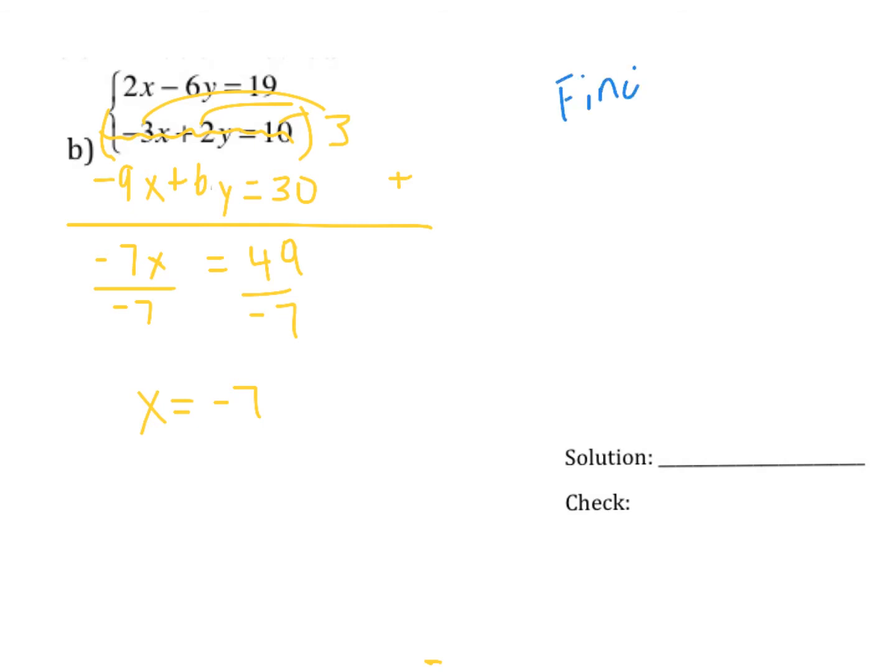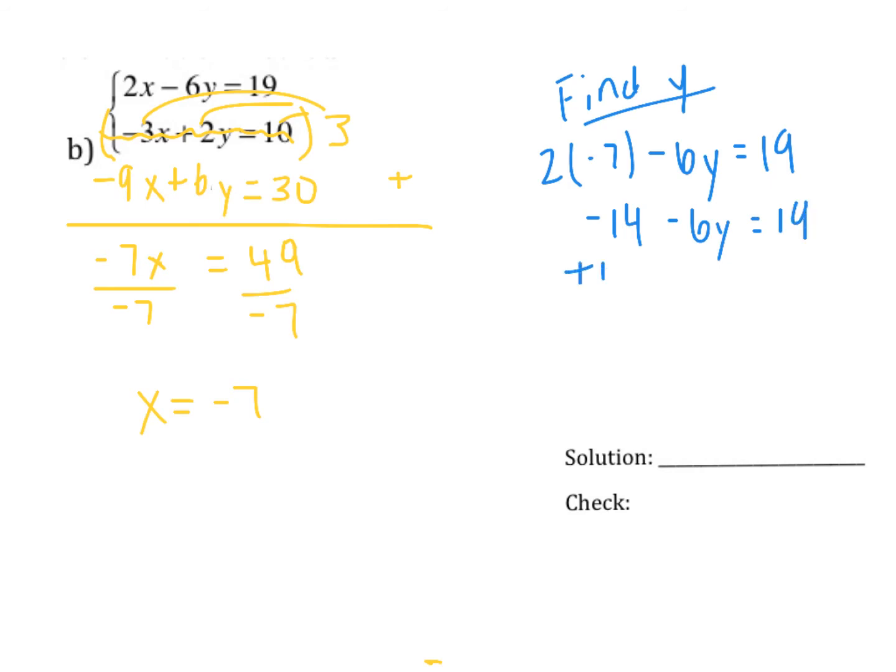And it doesn't matter which equation you guys plug it into. You just need to plug it into one of the original ones. So I'm going to plug it into the first one. So x is negative 7. So 2 times negative 7 minus 6y equals 19. So we get negative 14 minus 6y equals 19. Add the 14, add the 14. Negative 6y equals 33.